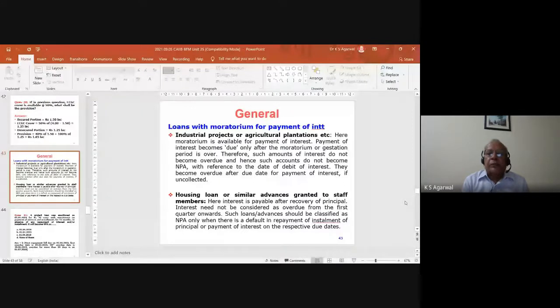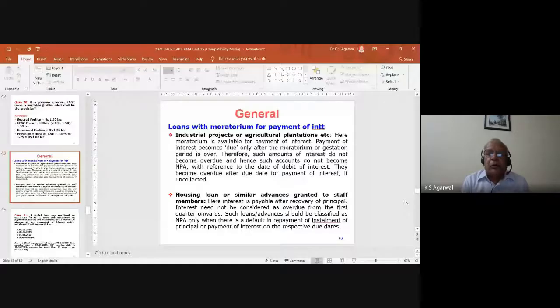They become overdue after due date of payment of interest if uncollected. If after due date the interest is uncollected, then only they will become overdue, and thereafter they will become NPA. Similar case is in case of housing loan or similar advances granted to a staff member. Here interest is payable after recovery of principal. So interest need not be considered as overdue from the first quarter onward. Such loans and advances should be classified as NPA only when there is default in repayment of installment of principal or payment of interest on respective due dates. Because here the interest payment will start after repayment of principal only.